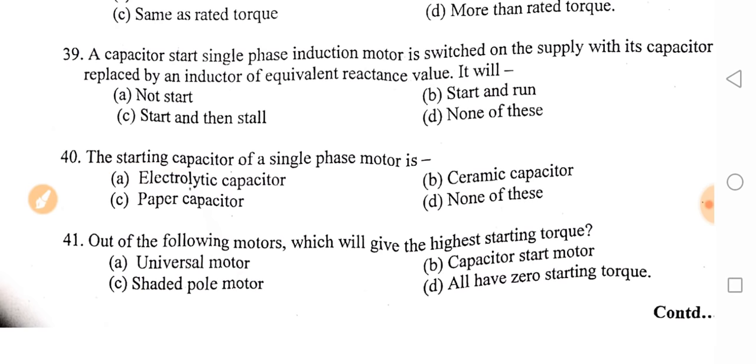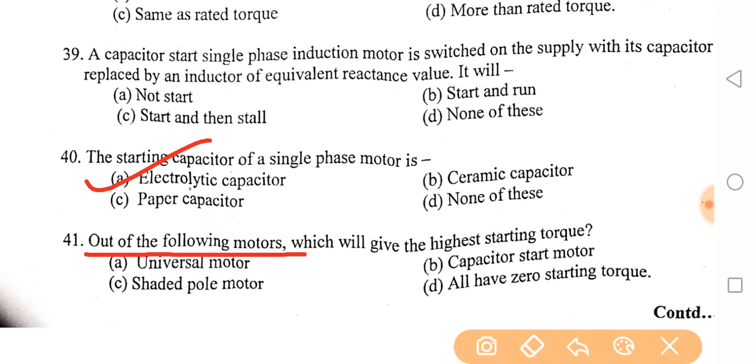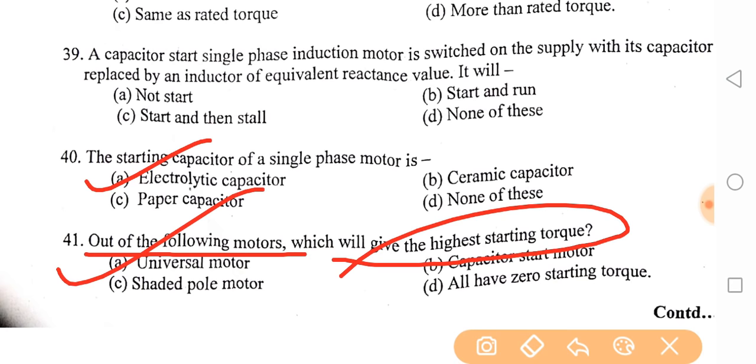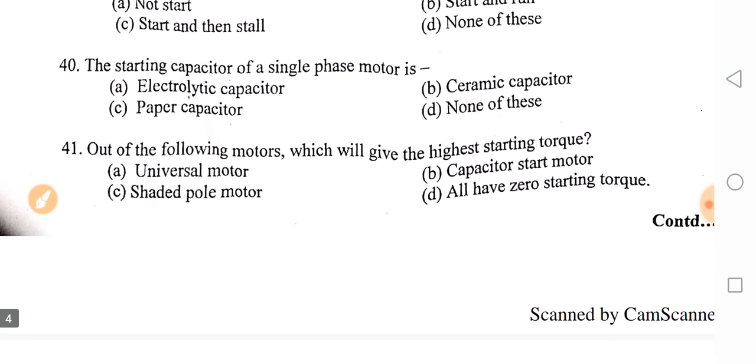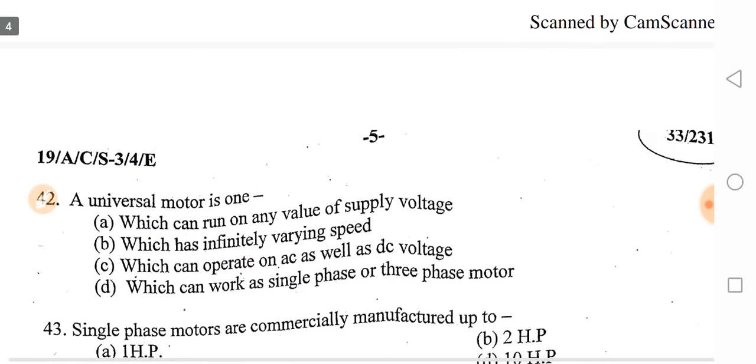Next question: the starting capacitor of a single phase motor is which capacitor? The right answer is electrolytic capacitor. An electrolytic capacitor is used. Next question: out of the following motors, which will give the highest starting torque? The right answer is A, universal motor. A universal motor always gives the highest starting torque among the options given: capacitor start motor, shaded pole motor and universal motor.